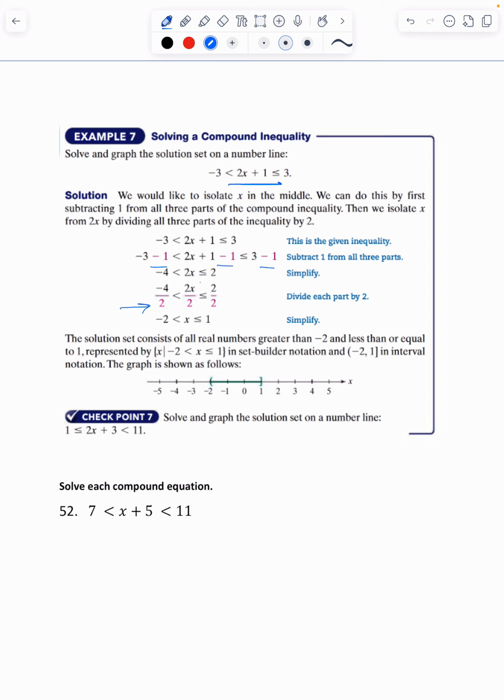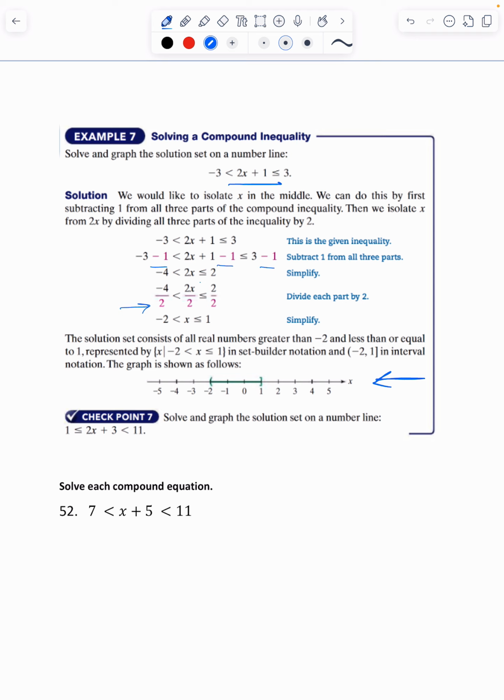Then you're going to remember that in these compound inequalities, when we graph them, they're going to be a line segment between those two values. Pay attention to your equal signs on your inequality to see whether it's a parentheses or a bracket.